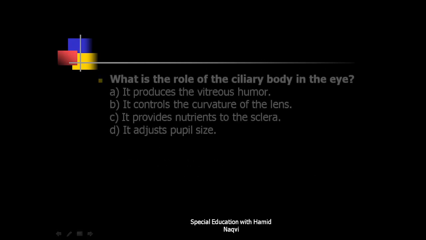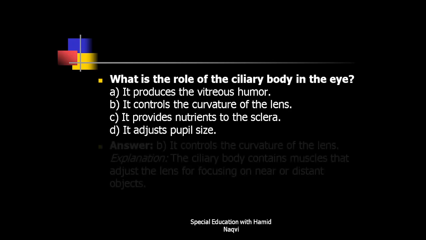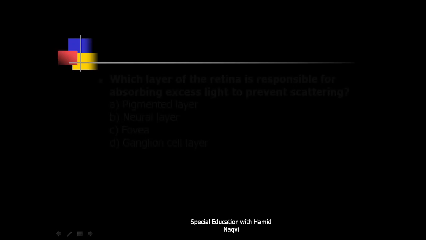Next MCQ is, what is the role of the ciliary body in the eye? It produces the vitreous humor, it controls the curvature of the lens, it provides nutrients to the sclera, it adjusts pupil size. Answer is, it controls the curvature of the lens. The ciliary body contains muscles that adjust the lens for focusing on near or distant objects.